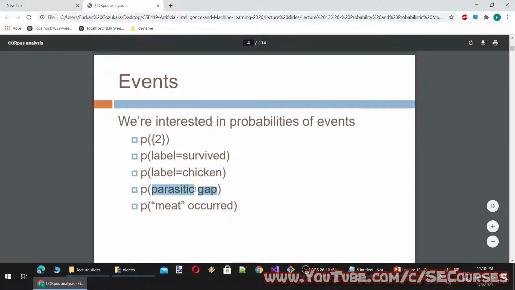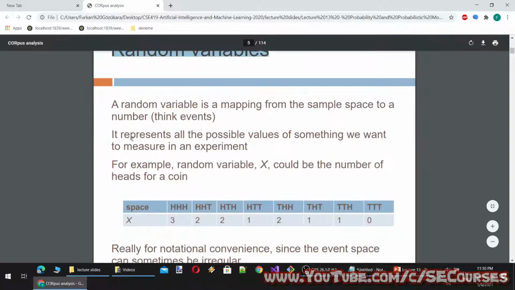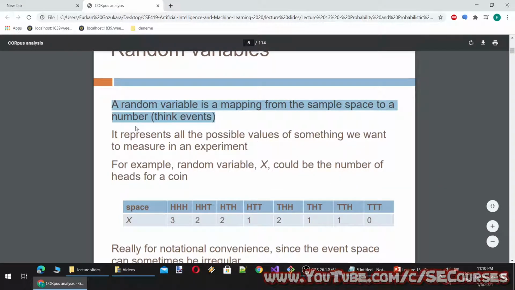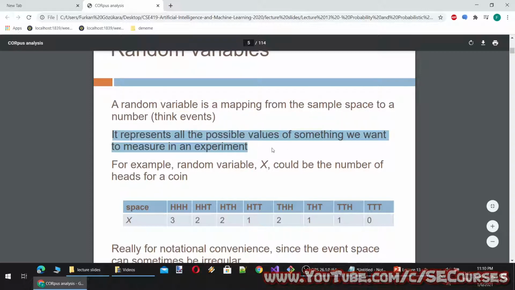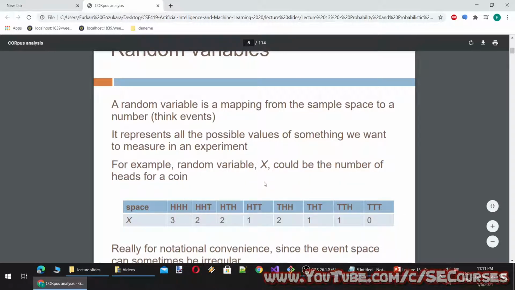The probability of a parasitic gap existing in a sentence, for example, or the probability of a certain word appearing in the text, such as meat, and random variables. A random variable is a mapping from the sample space to a number, think events. It represents all the possible values of something we want to measure in an experiment. For example, random variable x could be the number of heads for a coin.